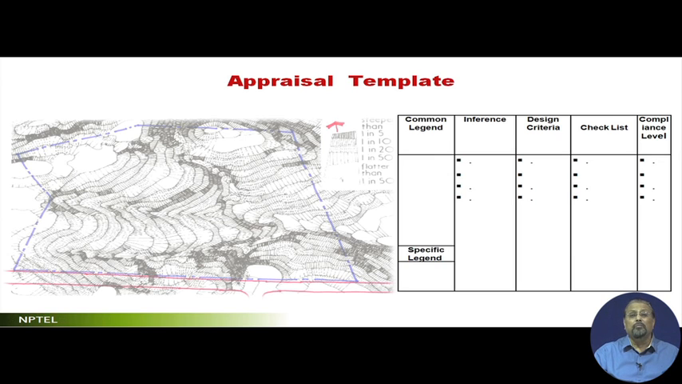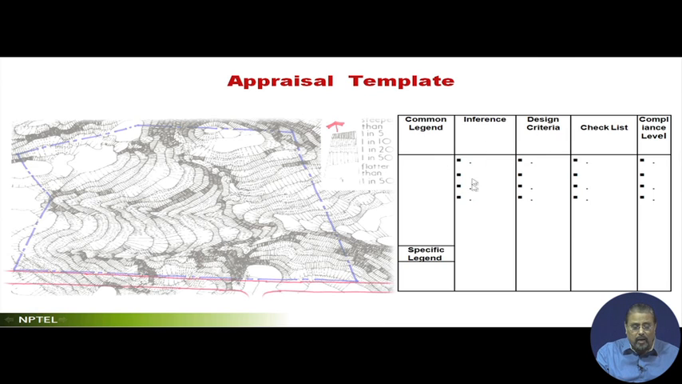For land use, you will get the information about whether it's residential, commercial, open lands, grazing lands, hills, water bodies, forest, reserve forest, natural forests, industry, anything. All those will become specific legends, and for the specific legends you will have some inferences drawn, because you are analyzing the whole thing. The result of the analysis will be listed in the inference.